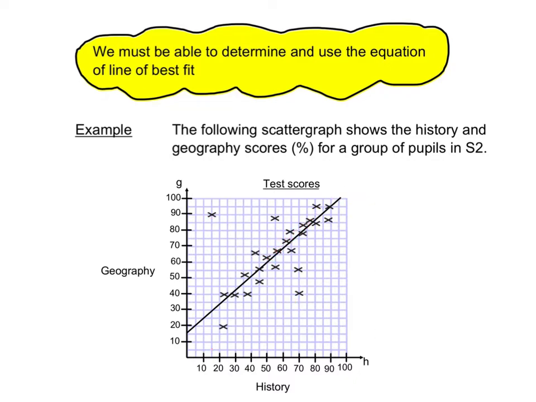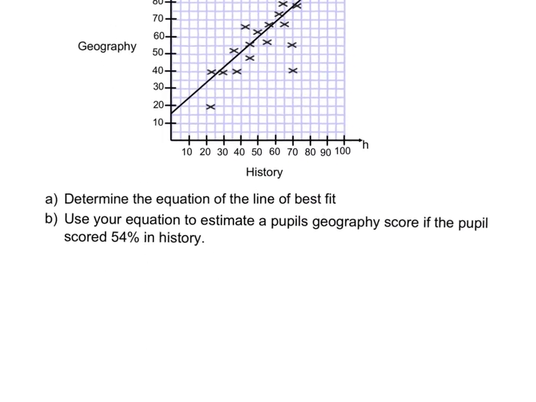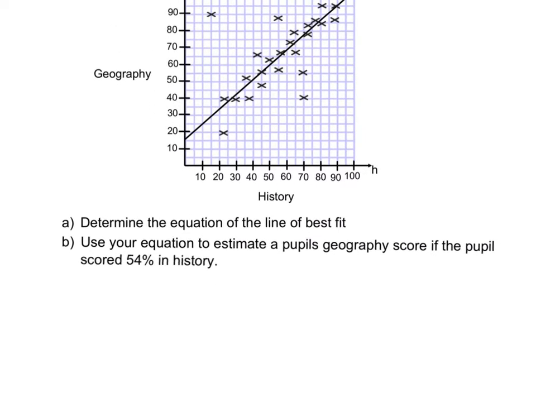Now, the question we're being asked to do here, from that scatter graph, which I'll try and leave in view there, is one, determine the equation of the line of best fit. In other words, think of it as just a straight line question, or the equation of a straight line question. What is the equation of this line here?